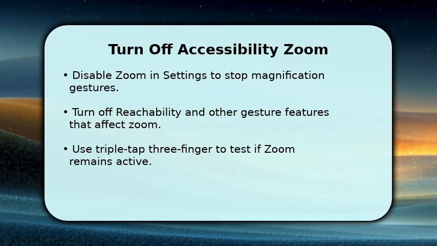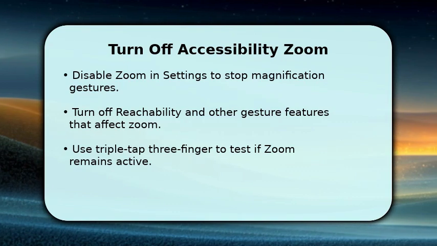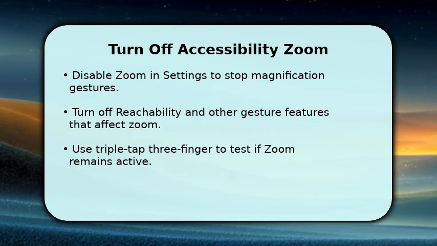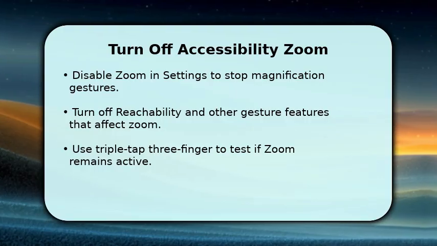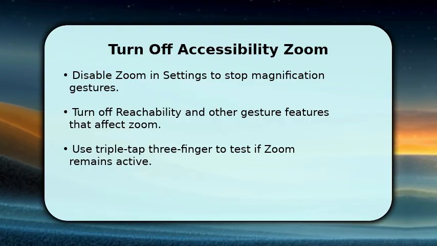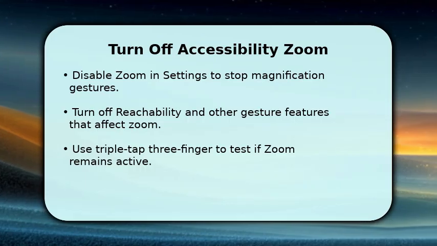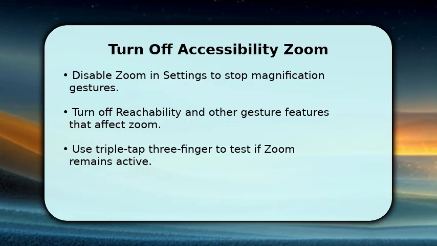Open Settings and tap Accessibility to locate zoom settings quickly. Tap Zoom and toggle the feature off to prevent magnification gestures from activating. Also check Touch Settings and disable Reachability if gestures cause accidental zooms.